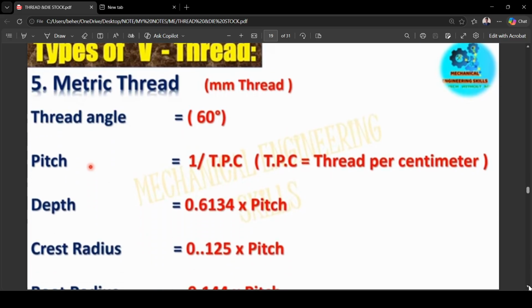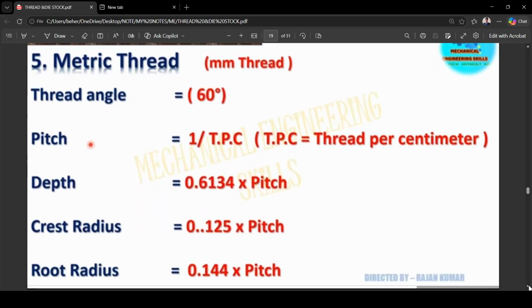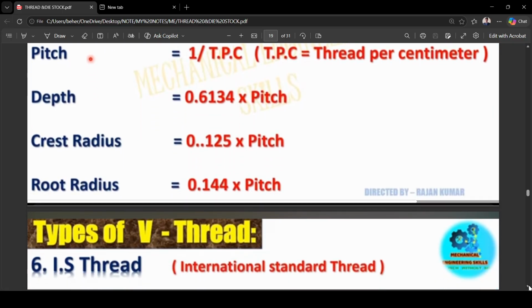Metric thread. See, this is the metric thread. Thread angle 60 degrees, pitch 1 by TPC. TPC means threads per centimeter. Depth 0.613 into pitch. Crest radius 0.125 into pitch. Root radius 0.144 into pitch.